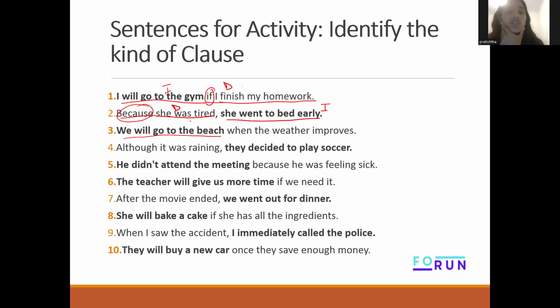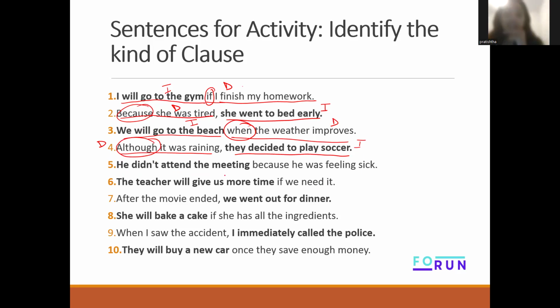We will go to the beach when the weather improves. So we will go to the beach is independent clause. When is time. And this is our dependent clause. Although it was raining, they decided to play soccer. So this is an independent clause. Although it was raining is dependent, and although is giving us a contrast of ideas.